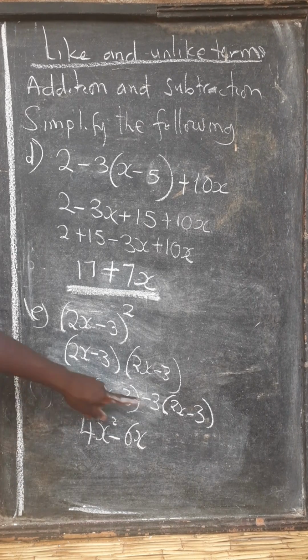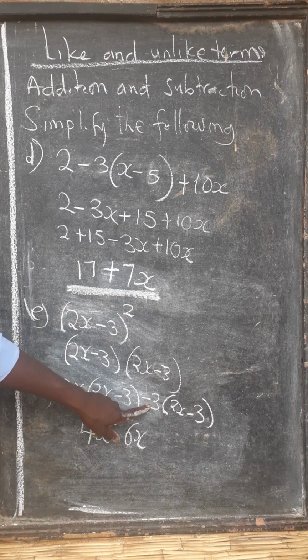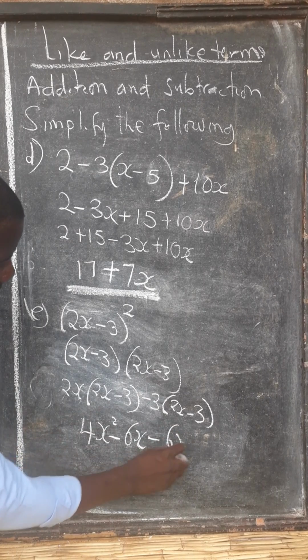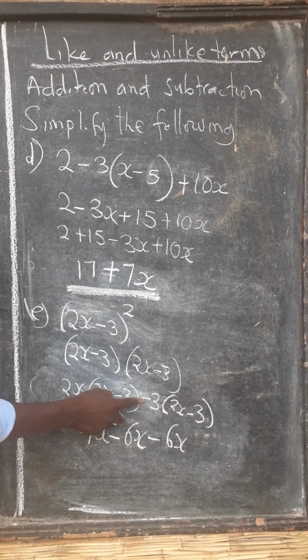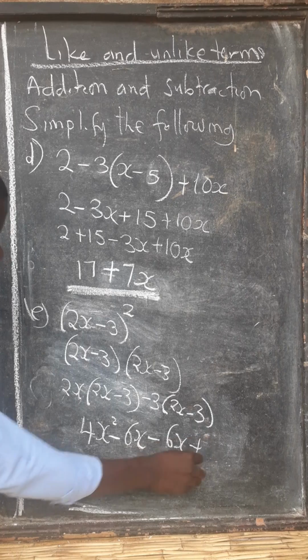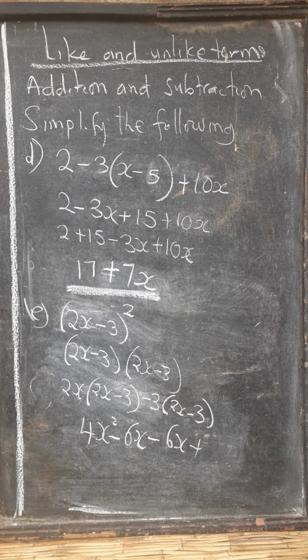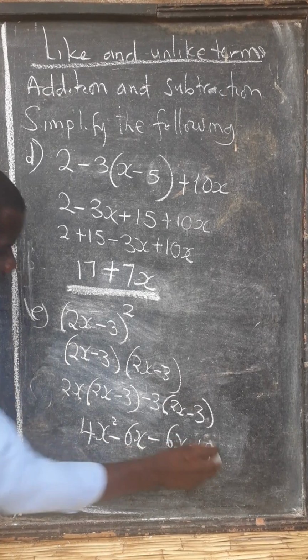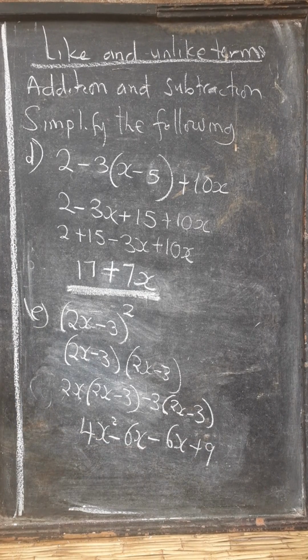The same thing here, we multiply this 3, and we have a minus there. 3 multiplied by 2x is going to be 6x. This sign here is a minus, and that minus will give us a positive. Then 3 multiplied by 3, we get 9. At this point, you need to simplify. If you have like terms that are there together, you simplify them.